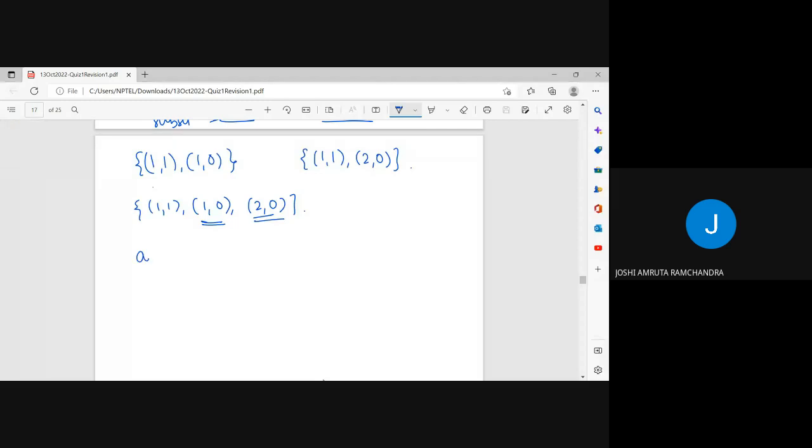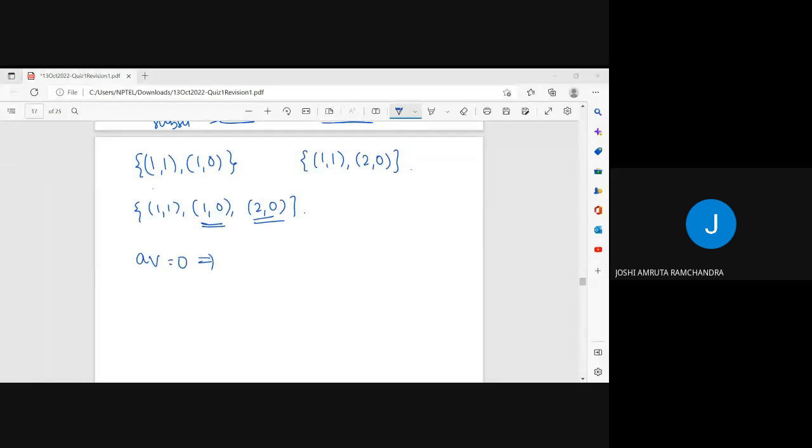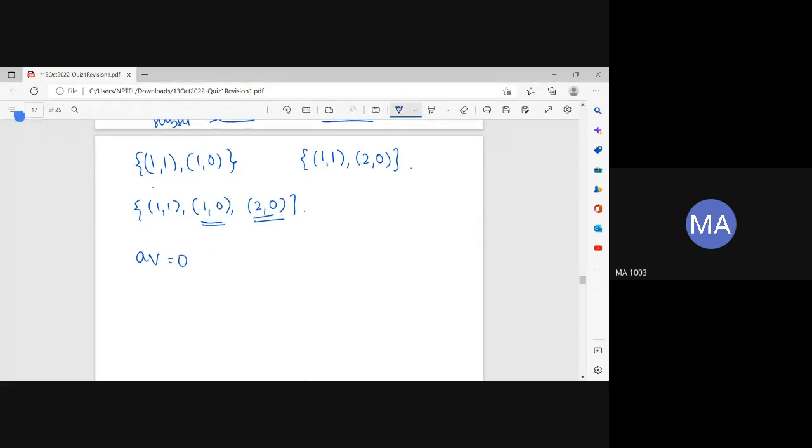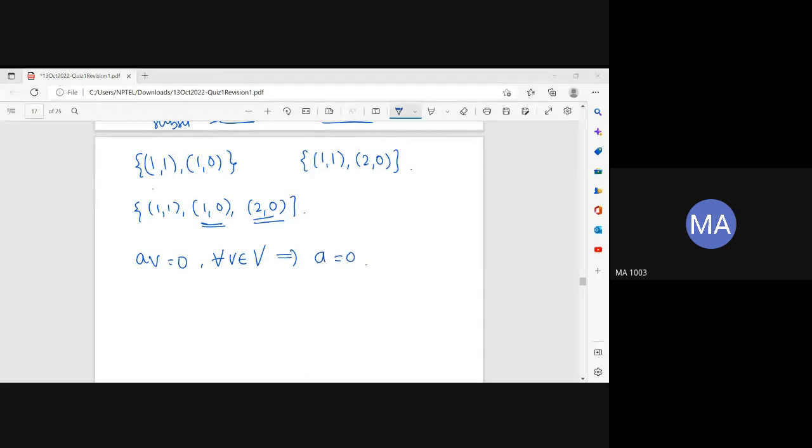In 3.2, question 4, first option. AB is equal to 0 for all V belongs to V, then A is equal to 0. But if V is a 0 vector, then in that case A should not be 0, right? Then why is it not written that for all V in V except the 0 vector? For all V in V implies A is equal to 0, right? This is the question.